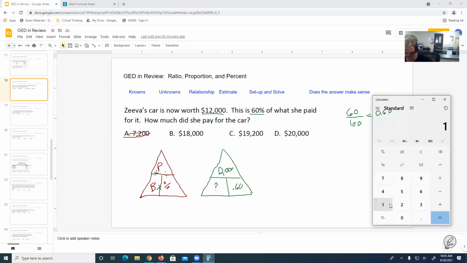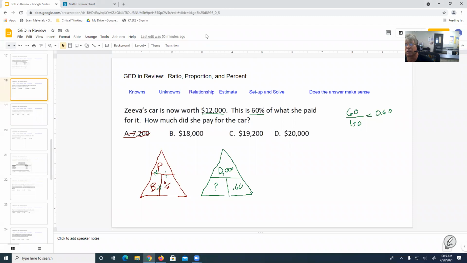So if I do 12,000 divided by 0.60, that gives me then the 20,000. So 20,000 would be the original value of the car. So in other words, 20,000, if I do 60% of it, 60% of it is supposed to give me what my car's worth now, which is 12,000. So 60% of 20,000 should be 12,000.